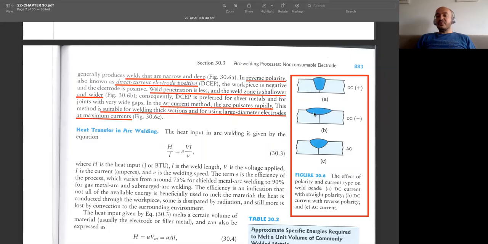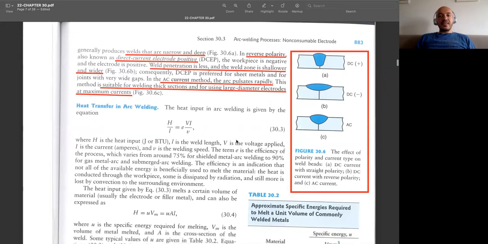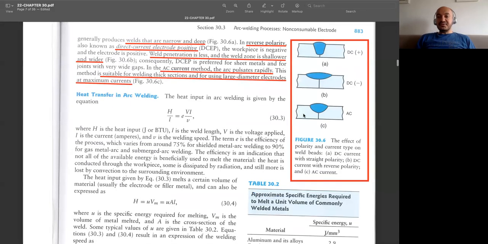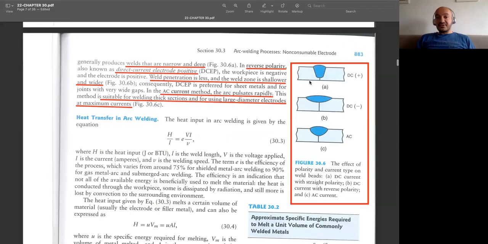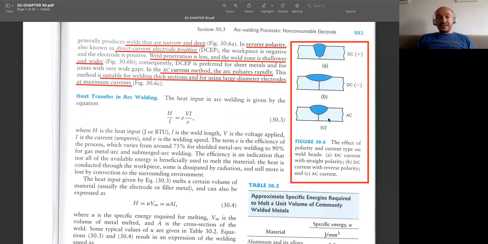And if you don't want to harm the remaining part of your sheet metal and just join these sheet metals from the top surface, then you should choose reverse polarity. And for the AC type of power supply or current method, we have arcs pulsating at very high frequencies, and that is mostly used for thicker workpieces. For thinner and intermediate thicknesses, we go with direct current. But for the thicker ones, it's better we use AC.